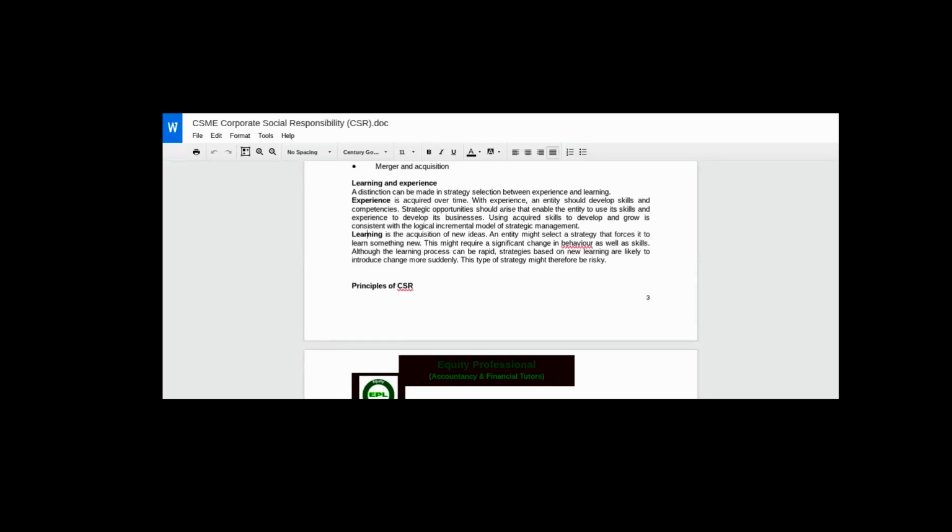While on the other hand, learning refers to acquisition of new ideas. So that is what we call learning. It might be acquisition of new ideas, acquisition of new knowledge that bring about improvements in the old knowledge that we have. It might be acquisition of technical knowledge.